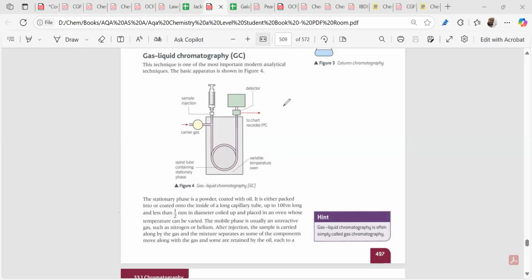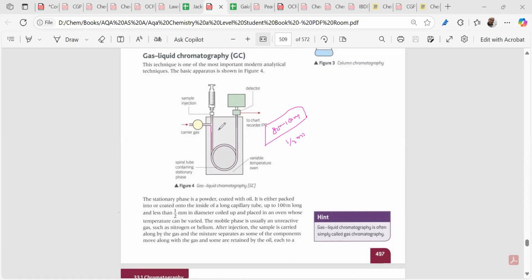Now, you're going to take this pipe over here. Inside you can coat it, or you can pack it also. The stationary phase consists of powder, and we're taking a long capillary tube. Usually it will be around 80 to 100 meters in length, and the diameter should be specific, half a millimeter.